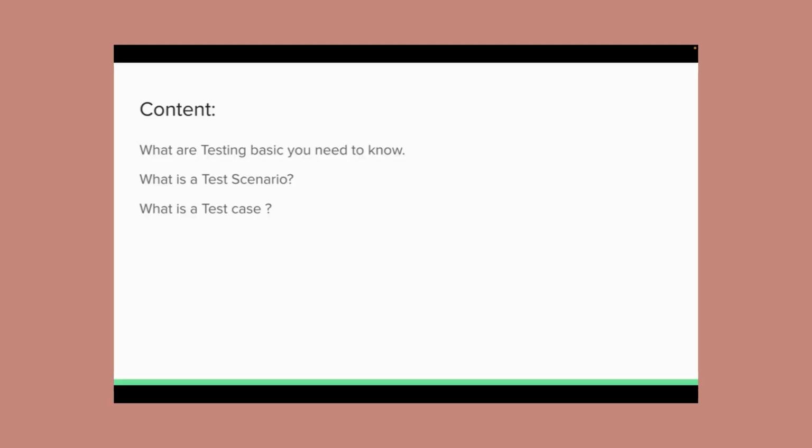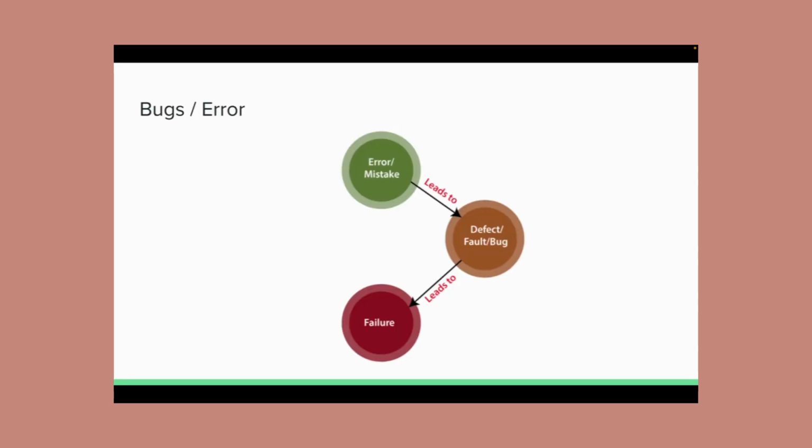We're just going to discuss the basics that you need to know: what is a test case and what is a scenario in testing. Each and every product which is getting developed comes with a lot of bugs. Okay, so a small error or a small mistake or a small comma or a small semicolon will lead to defects or faults, and then that will lead to a major failure.